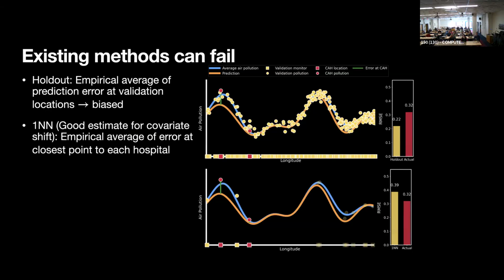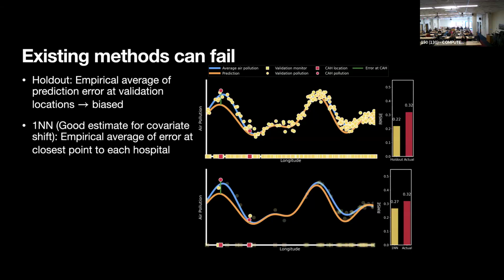And so another thing you could do, which I think is getting at the point you were making before, is use the nearest monitor to each hospital. This is actually known, under standard covariate-shift assumptions where all your data is coming IID from two separate populations with lots of examples, to be a good estimator because it has good statistical properties. So we could take the empirical average of the error at the closest monitor to each hospital.